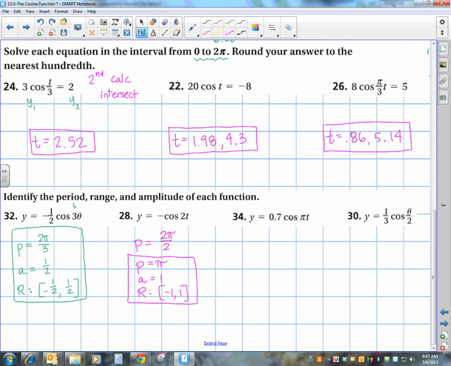Y equals 0.7 cosine of pi t. My period is 2 pi over pi, which simplifies. So my period is 2. My amplitude is 0.7. So hopefully you can see by now that means that my range is going to be between negative 0.7 and 0.7 inclusive.